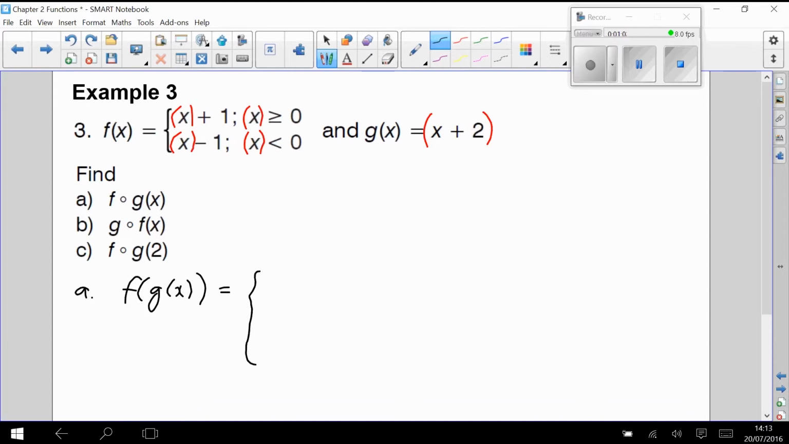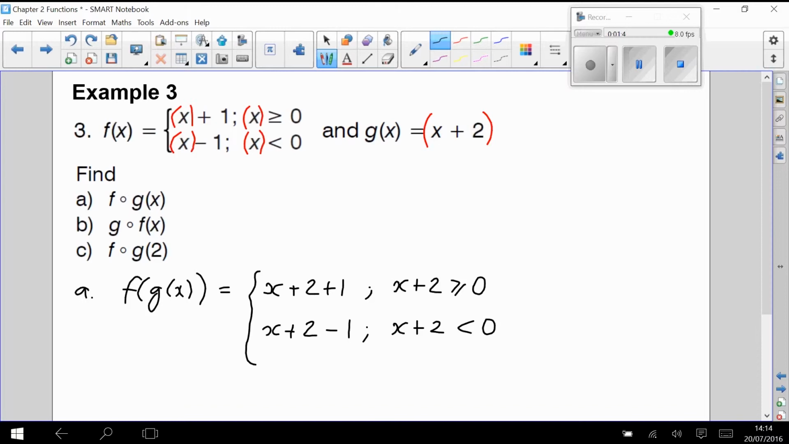First of all, just replacing x with x plus 2, I get x plus 2 plus 1. Continuing with this part of the split function, my x values have to be x plus 2 greater than or equal to 0. Now going to the second part of my split function, where I saw an x, I still write x plus 2, but now it's minus 1, and where I see an x for my domain, I have to replace that with my g of x, which is x plus 2, and that now is less than 0.